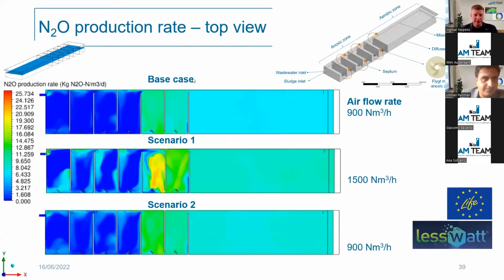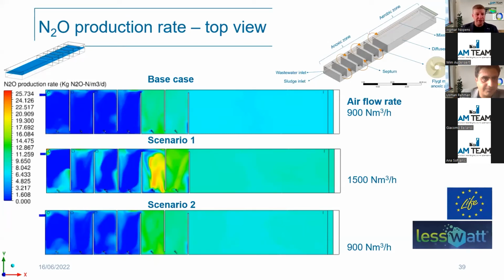So let's then continue and give a little bit of insight into what actually comes out of this model. So here you can see the N2O production rate in the different zones. So we are now looking at the top view of the reactor. So it's like a horizontal slice. And left is the anoxic zone and right is the aerobic zone. The base case is a case with a certain airflow rate.